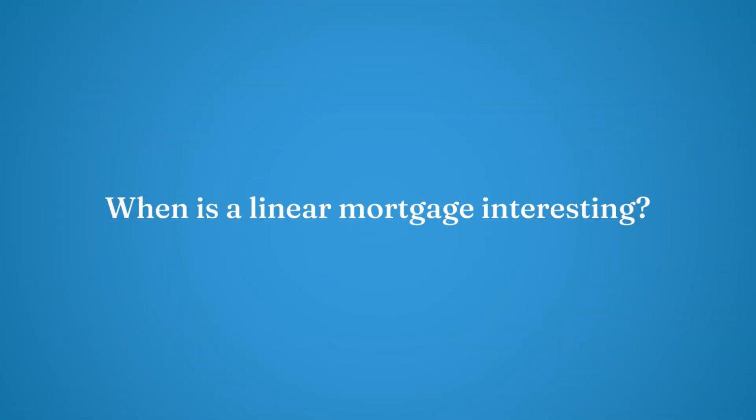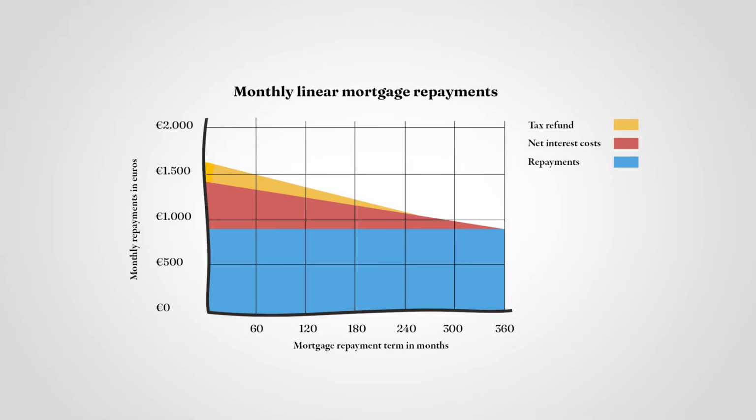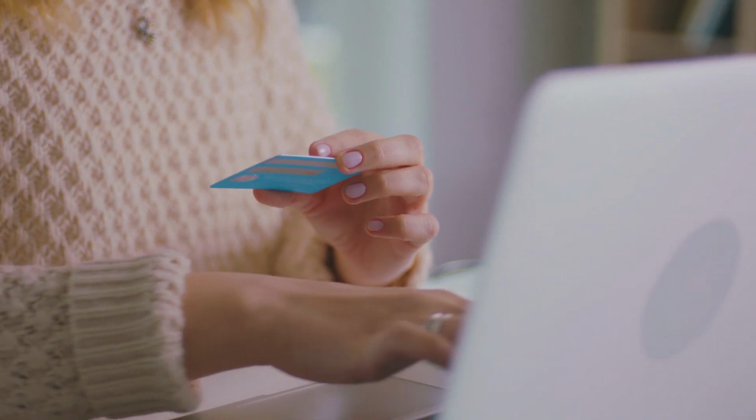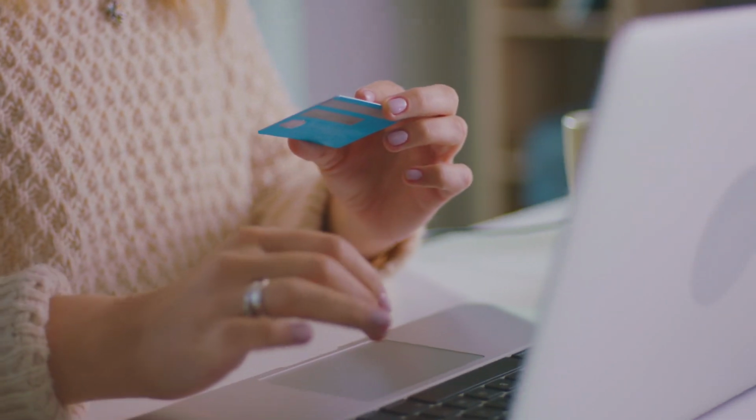When is a linear mortgage interesting for your situation? Well, since your monthly installments decrease over time, we see that people that are expecting their income to also decrease choose a linear mortgage. Also, people that want to repay their mortgage a little quicker compared to the standard repayment schedule, but don't have the discipline to do it themselves, tend to choose a linear mortgage.